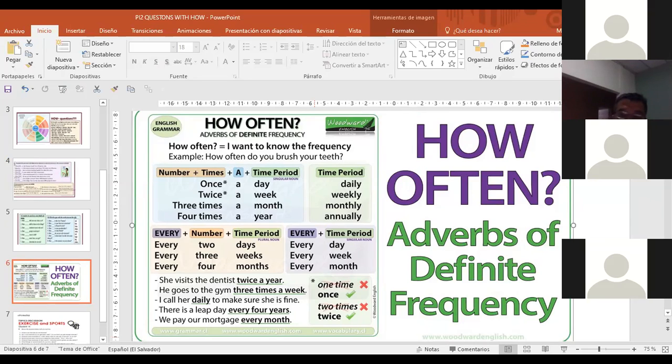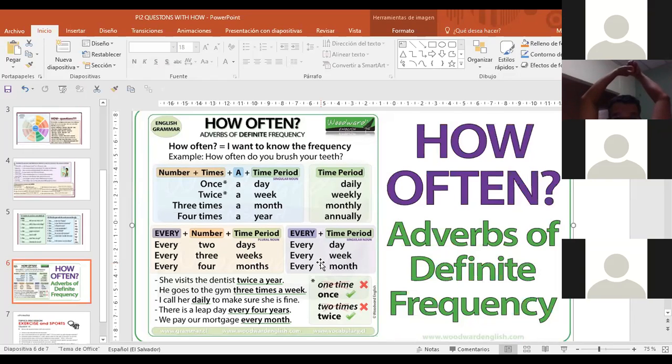Okay? And then, if we are going to use the word every, which means cada, we say every plus the number plus the time period. That's it. For example, I go to the gym every 2 days. I visit my parents every 3 weeks. I go to the doctor every 4 months. So if you are going to talk about a time period, you use the word every plus day, week, month, or year. For example, every day.